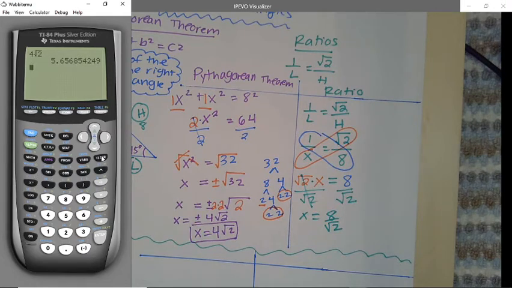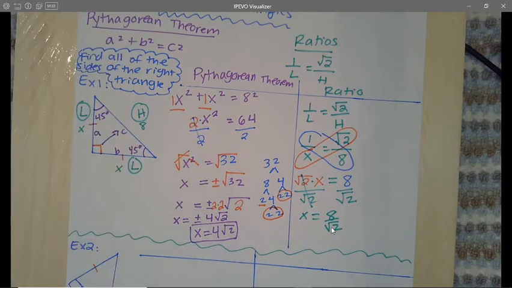Sorry guys, I messed it up. Okay, 8 divided by square root 2. Okay, here you go. If you see, you get the same answer, okay? But it's always good to write our answer in its most simplified form, okay? So we need to deal with this radical in the denominator.